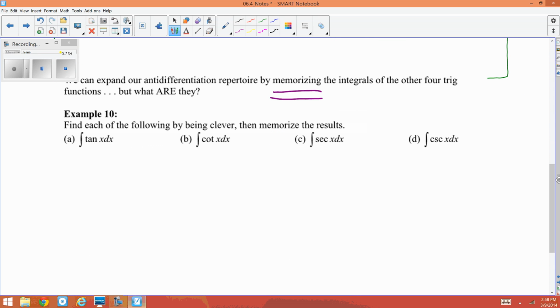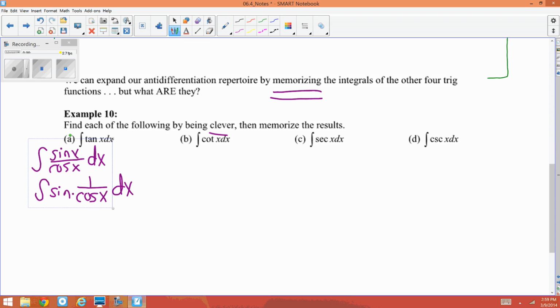So there's some neat ways to do this, clever, all right, being clever. Maybe you could do A and B. C and D, it's not as intuitive, all right? But you do know that another way to write tangent would be to write sine over cosine. Okay, and even another way would be to write that as sine times 1 over cosine.